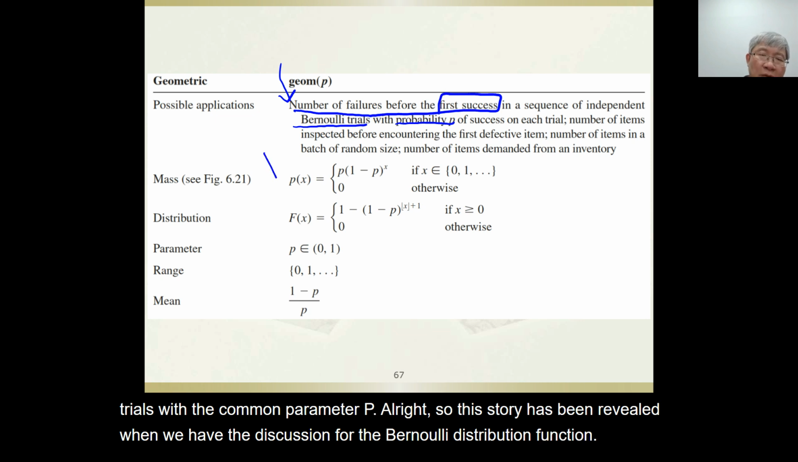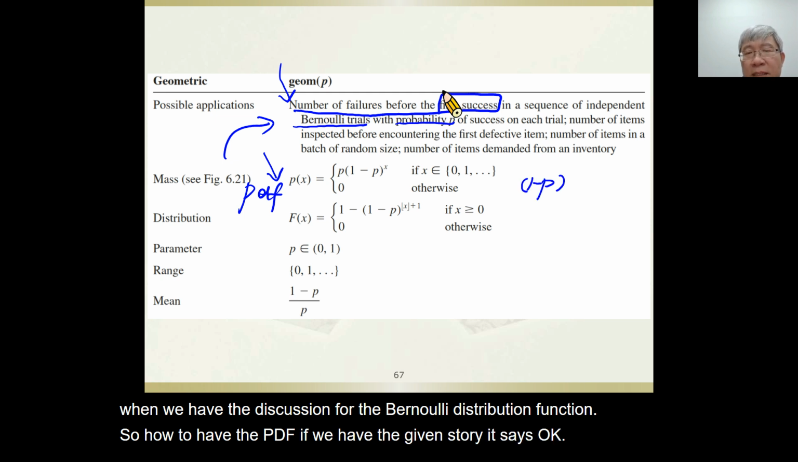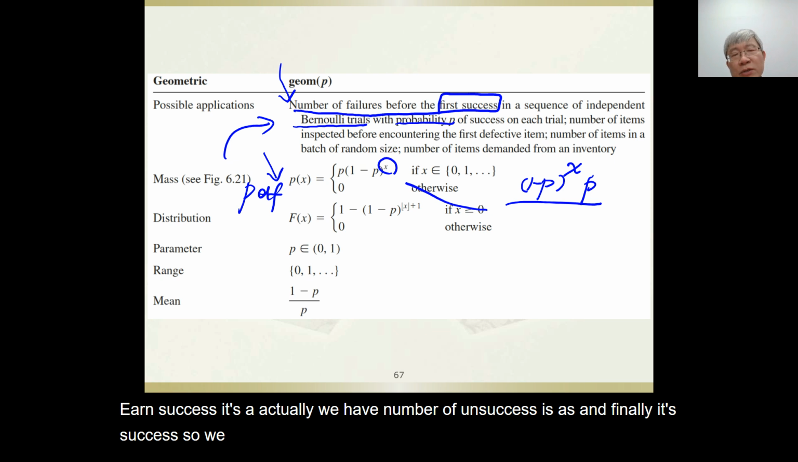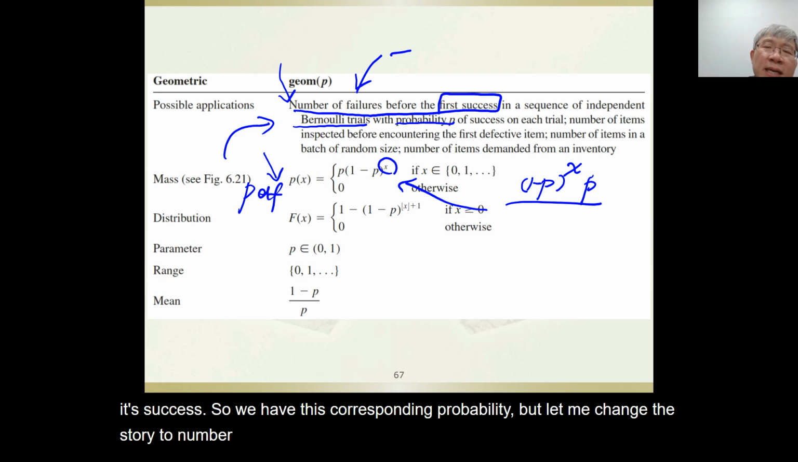So, how do we get the PDF if we have the given story? Okay, the number of unsuccesses is S, and finally it's a success. So we have this corresponding probability. But let me change the story to the number of failures plus the success.